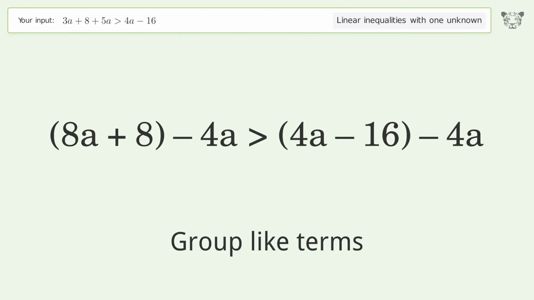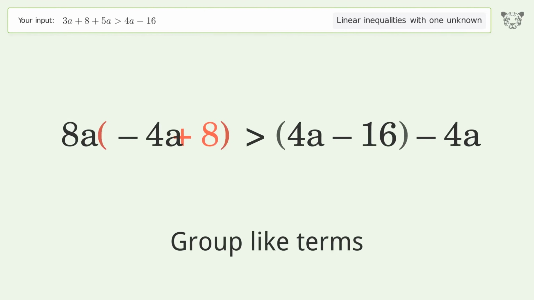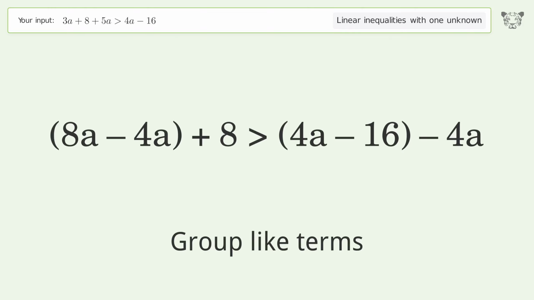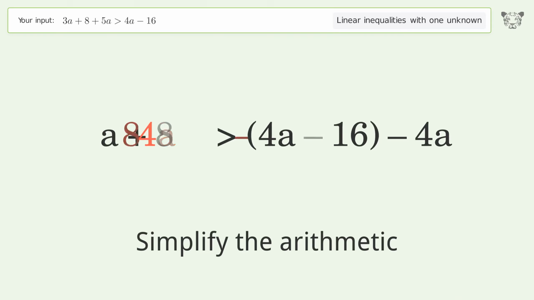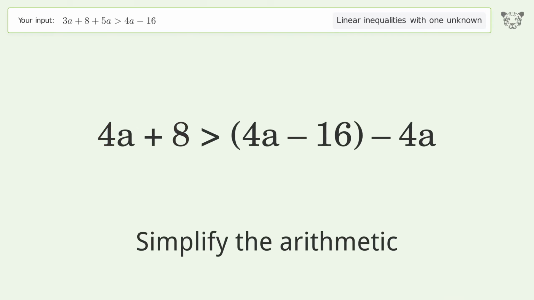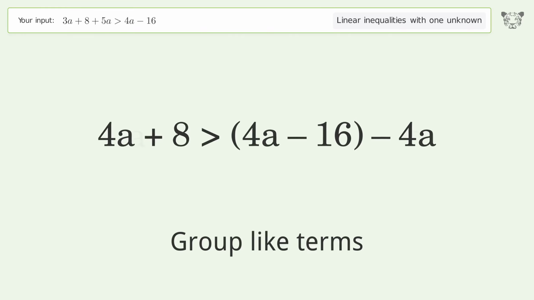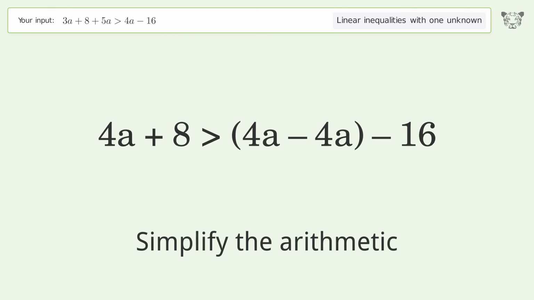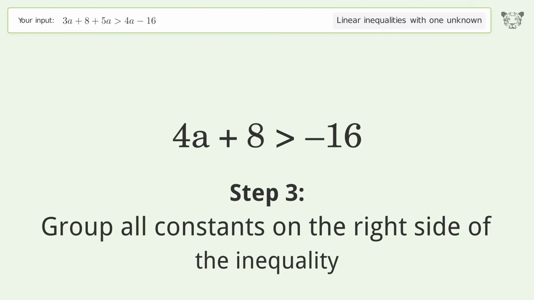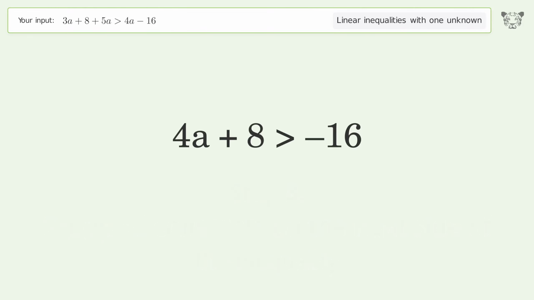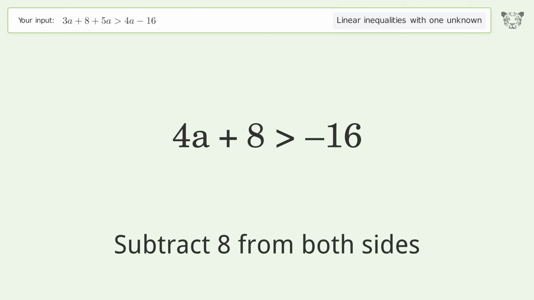Group like terms. Simplify the arithmetic. Group like terms. Simplify the arithmetic. Group all constants on the right side of the inequality. Subtract 8 from both sides.